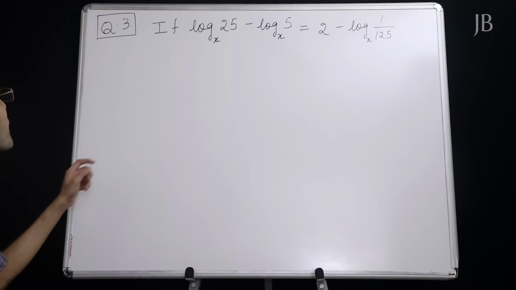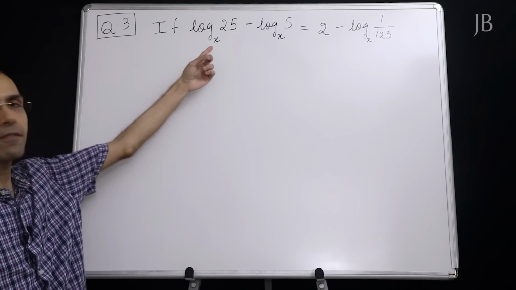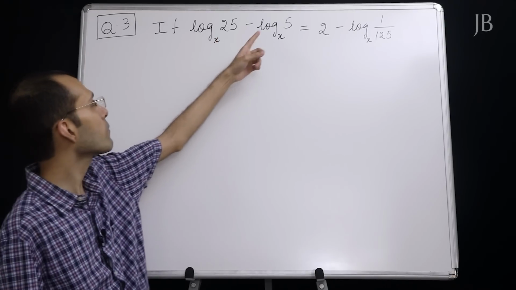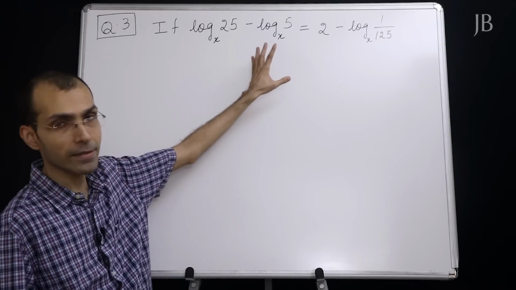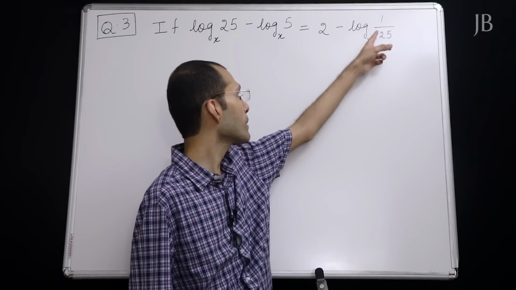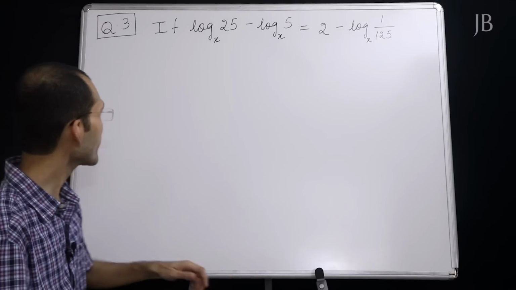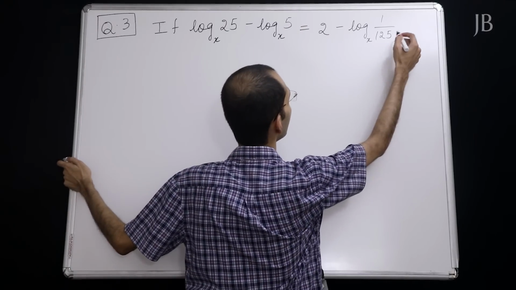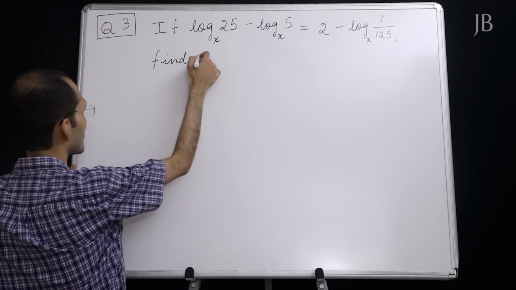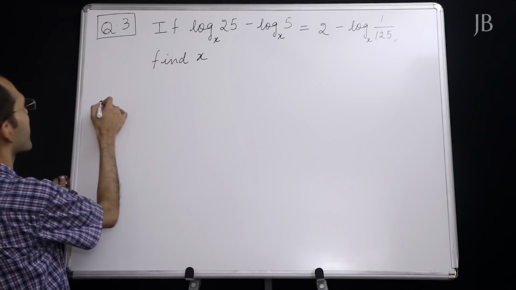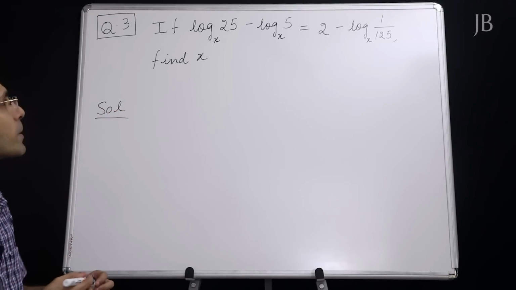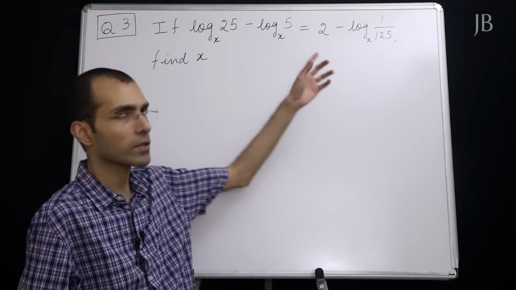Question 3. If log 25 to the base x minus log 5 to the base x equals 2 minus log of 1 upon 125 to the base x, find x. Again a logarithmic equation. Now in the previous one the base was 10 throughout, so no problem. Here the base is x throughout.